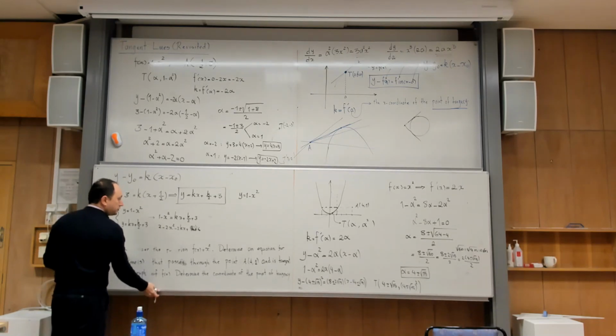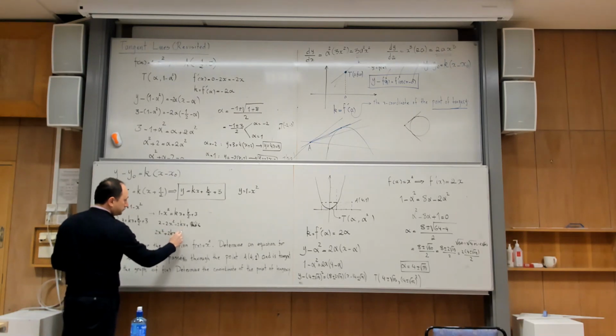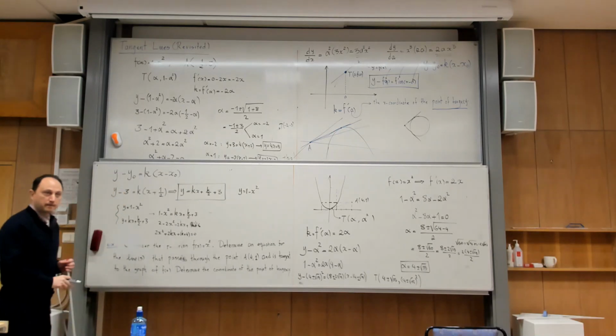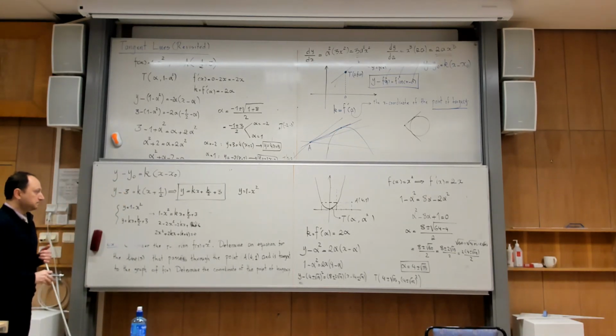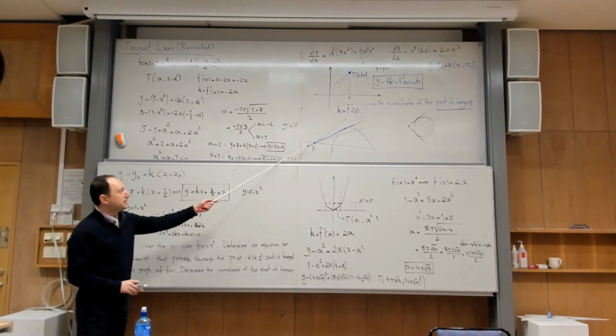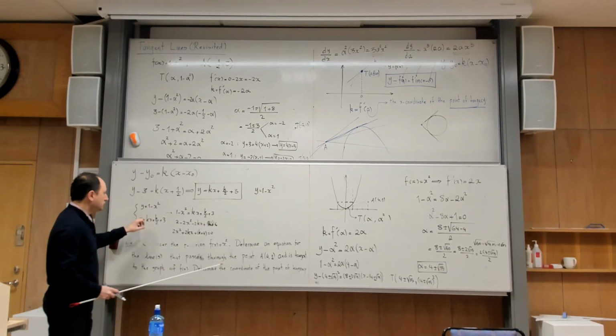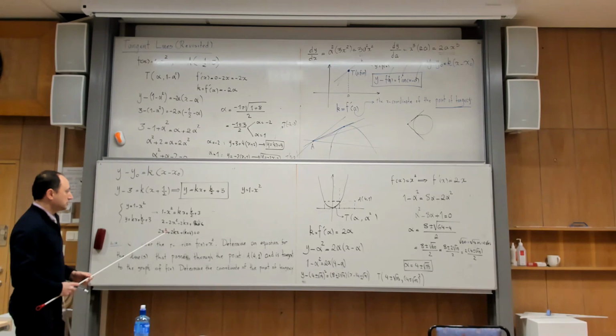So let me move these to the right. So it becomes 2x squared, I have a 2kx here, and what I have is k plus 4. Yes? So what I did, I wrote all the equations for the lines passing through this point only. And then I intersect these two to find the intersection points.